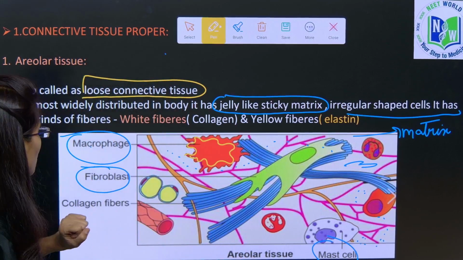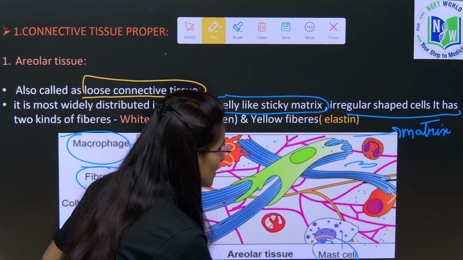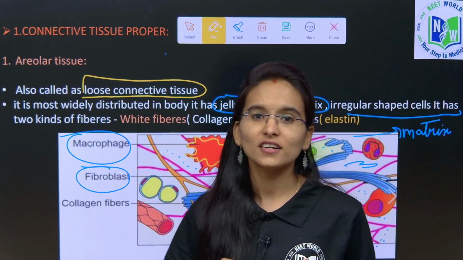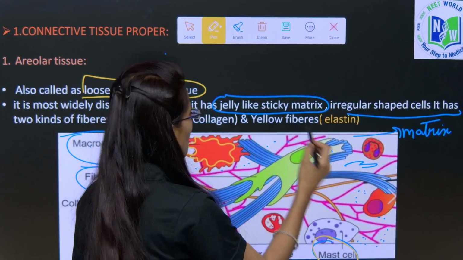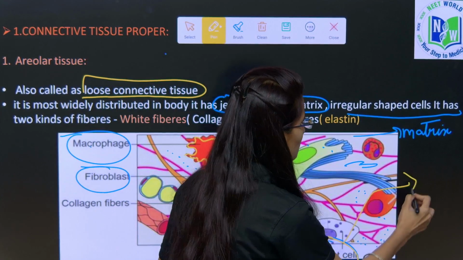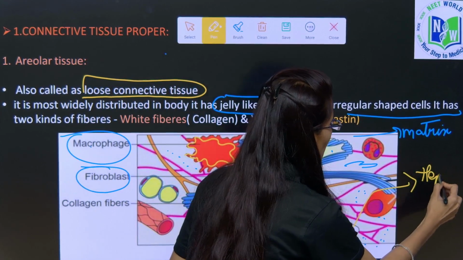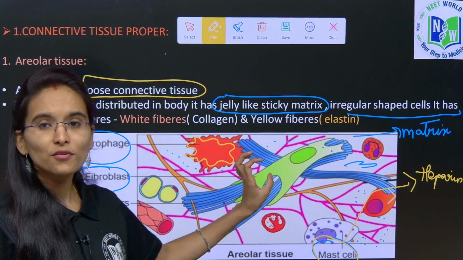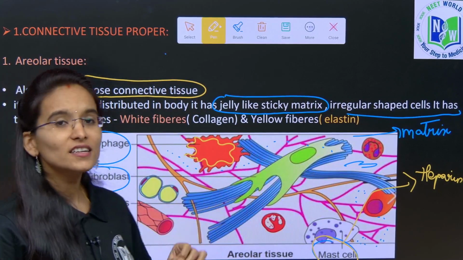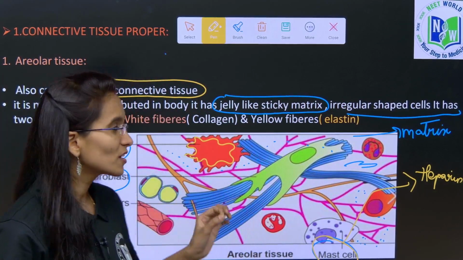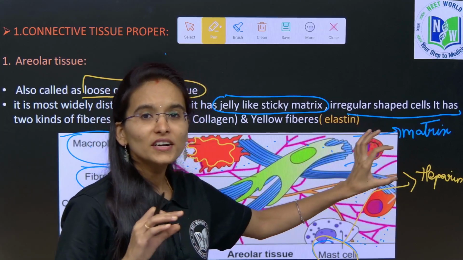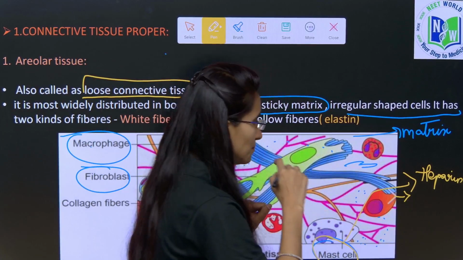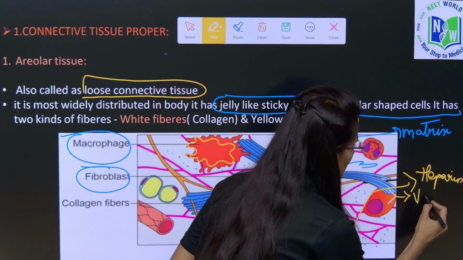And next, coming towards the mast cells. Mast cells are of different types, children. Heparin. What is heparin, children? Heparin is a type of mast cell secretion, and heparin is called an anticoagulant. Heparin will help in preventing blood clots, and next it also includes vasodilator.